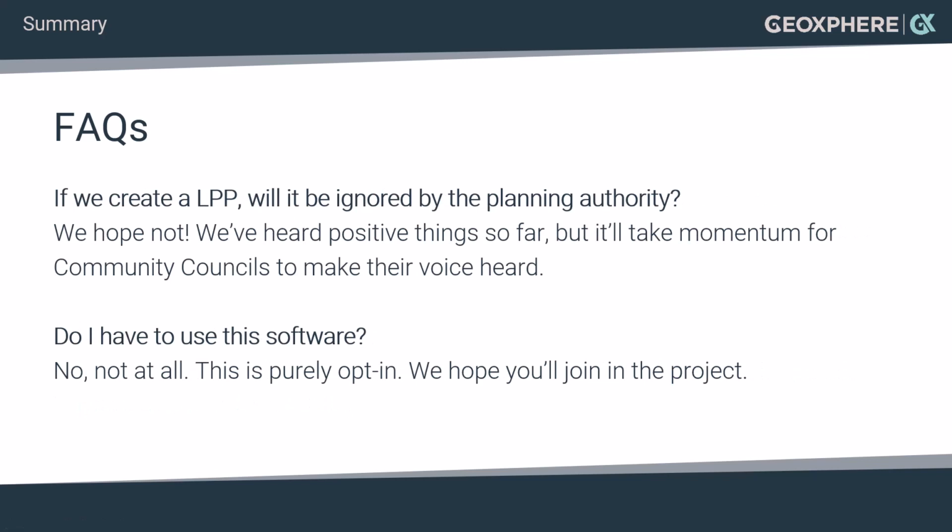If we create a local place plan, will it be ignored by the planning authority? We hope not. We've heard a lot of positive things so far, but it will take momentum for community councils to make their voice heard. Local place plans should be taken into account in a local plan. That's the same concept as in England and Wales with neighbourhood plans, where they have to be referred to in any planning application. So by starting to draft your local place plan, you've got a good chance of it being taken into account.